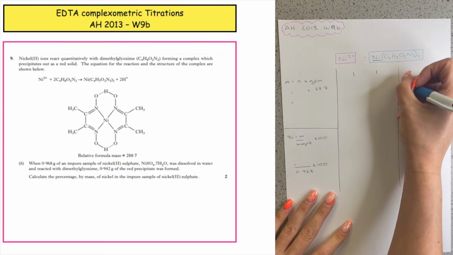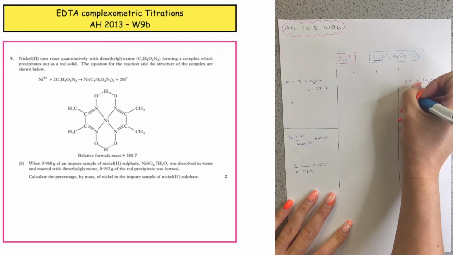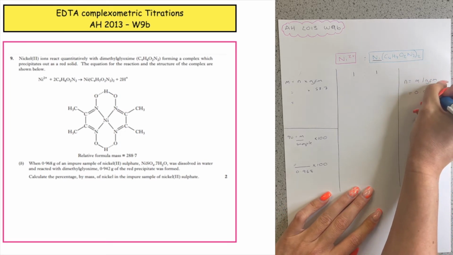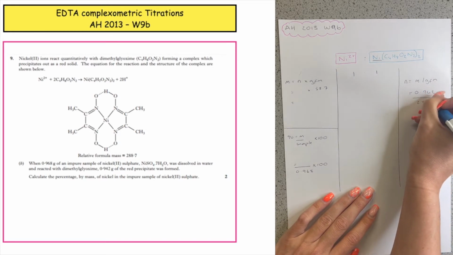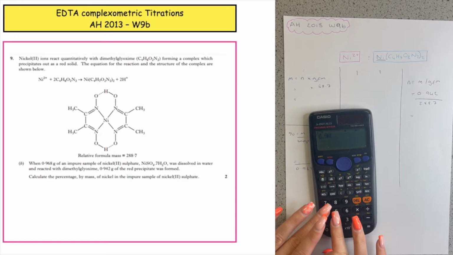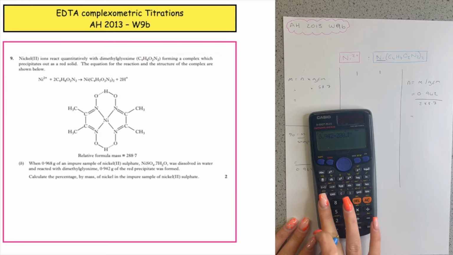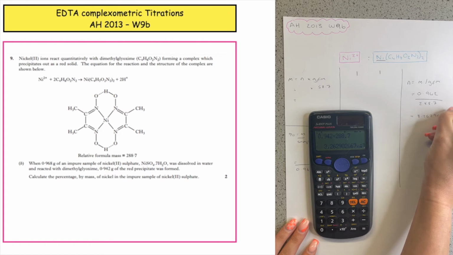So on this side, we're going to do n is equal to m over GFM. The mass of the precipitate which was formed was given as 0.942 divided by, now luckily they've given us the GFM, which is 288.7. So I'm going to pop that into my calculator. 0.942 divided by 288.7. That gives me the number of moles as 3.262902667 times 10 to the minus 3.